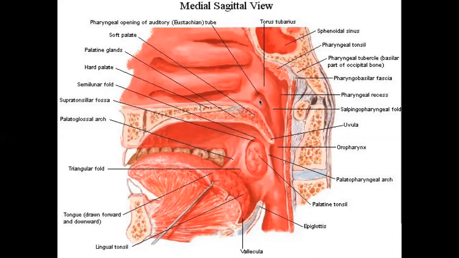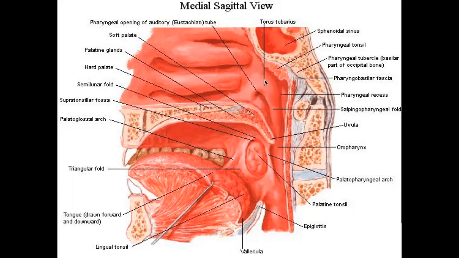Now, if there is an opening, there is a raised margin here. What is this raised margin called? Here we can see that there is an elevation, the tubal elevation. Okay, this is called the tubal elevation. So this is the auditory tube, and above the auditory tube we have the tubal elevation.